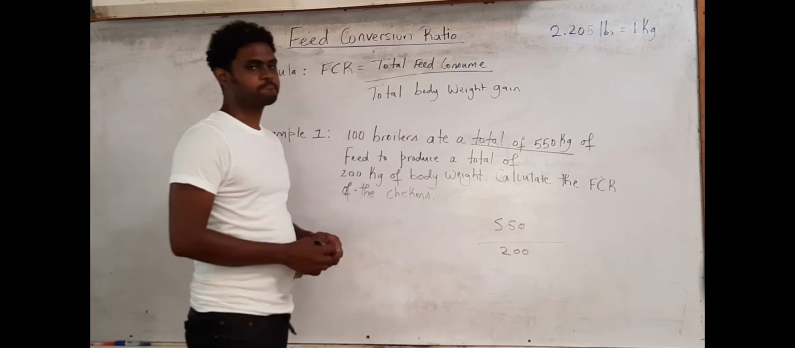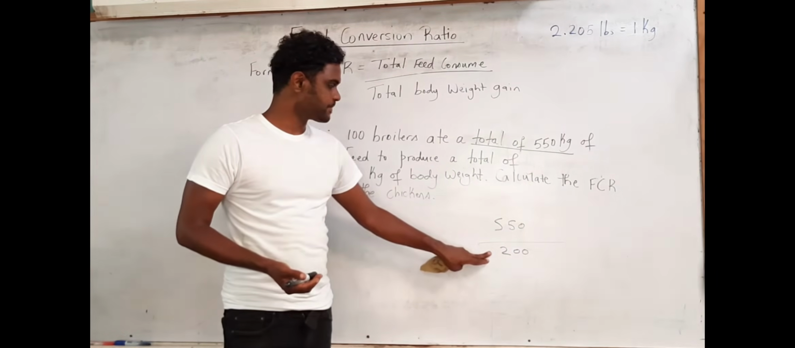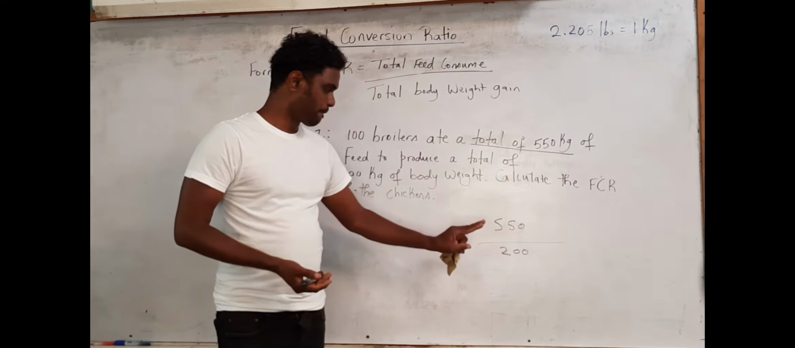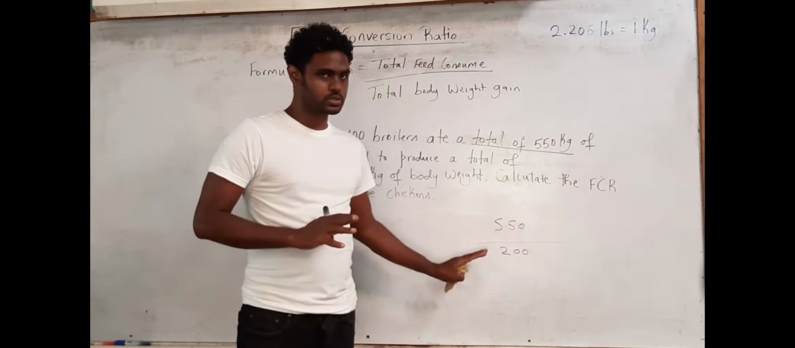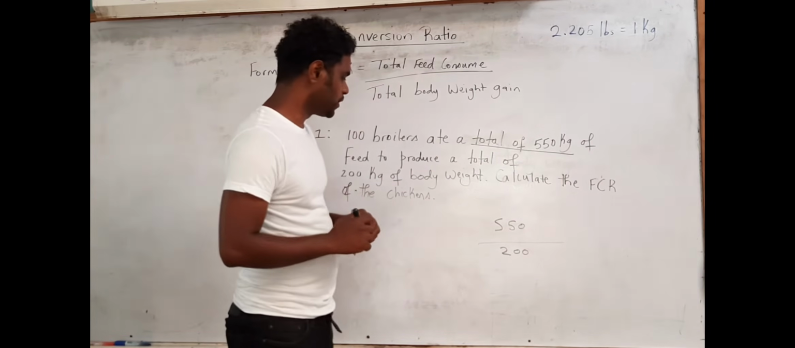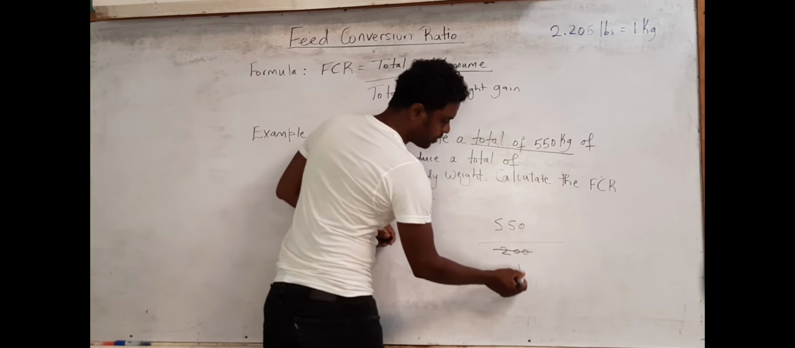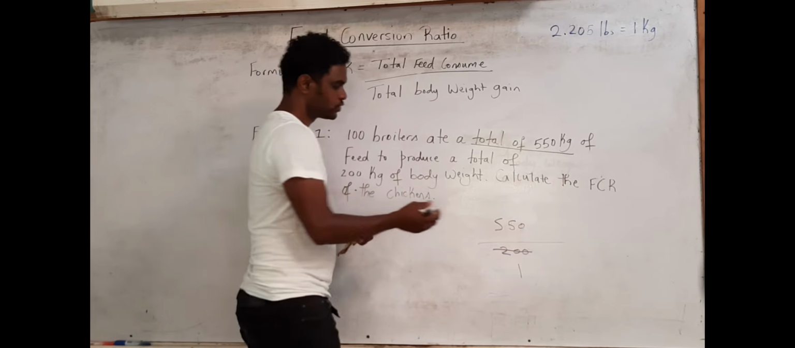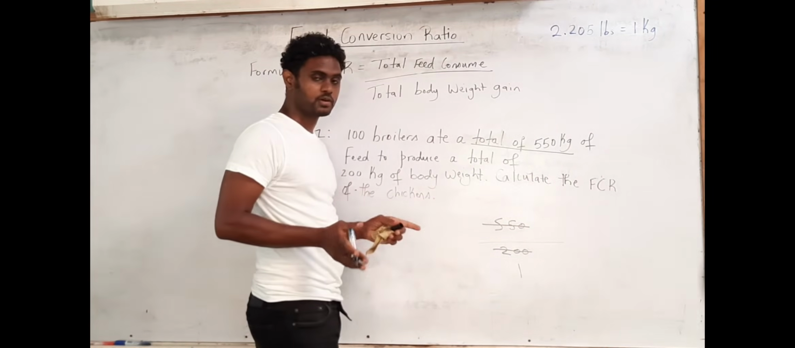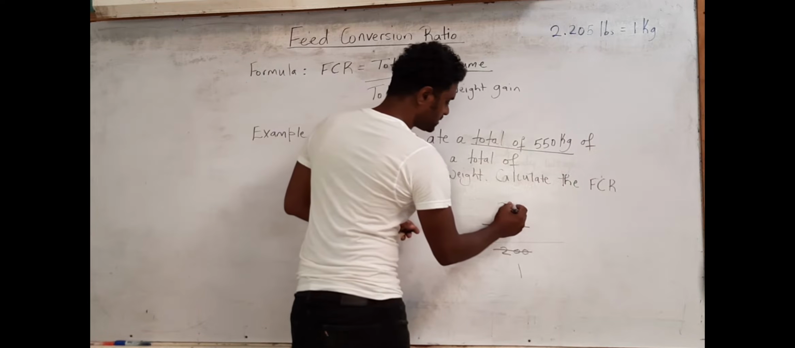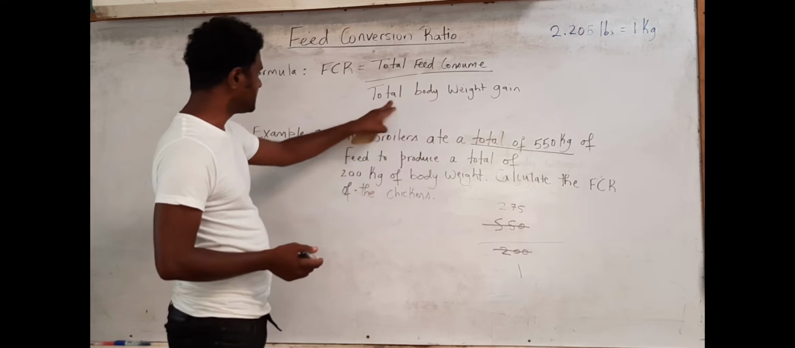Now after you do that, you're going to divide the bottom number into the top number. And the thing is, you don't cancel out, right? So you just go straight to it like this. 200 into itself, 1. 200 into 550, and if you use your calculator to plug that in, you'll get 2.75. So the 1 here reflects the body weight, right?